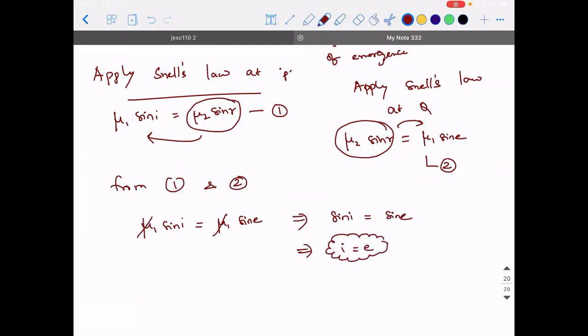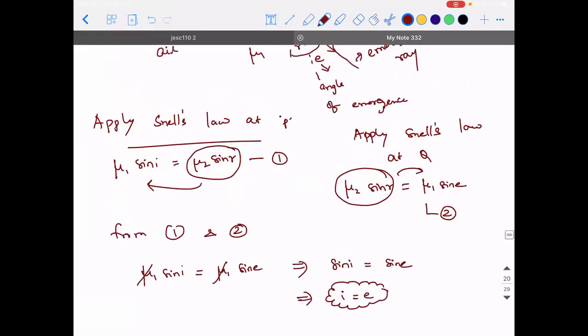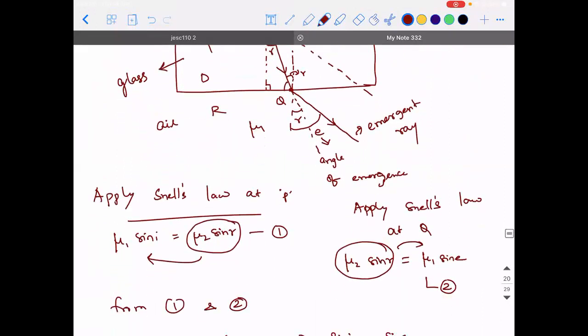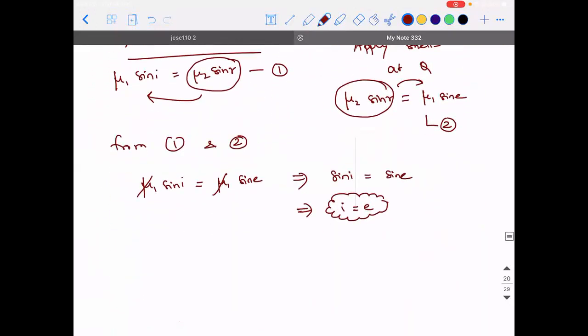So this is an important conclusion that we can draw, that when the angle of incidence is equal to the angle of emergence, we can say that the emergent ray is parallel to the incident ray. This is what we will find using experiment also. Okay, but before we do the activity, let's try to understand the theoretical part. So the emergent ray is parallel to the incident ray.